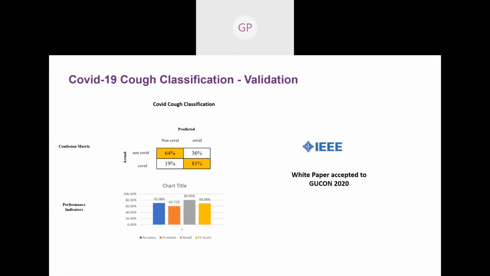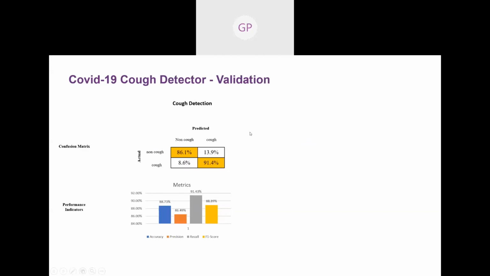So the cough detector was fairly simple, and we achieved a good recall of 91% in classifying whether the sound is cough or non-cough. We relied on the recall for cough because the class we are interested in is the cough, and we want to make sure that we have more accuracy and recall on that class.